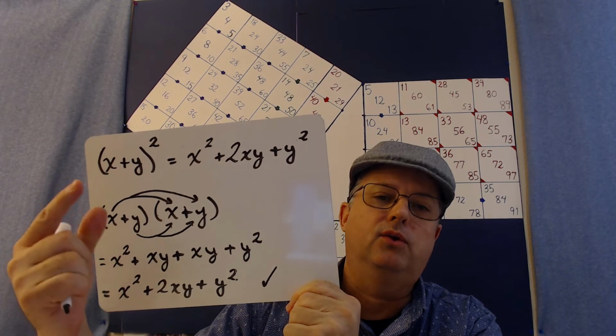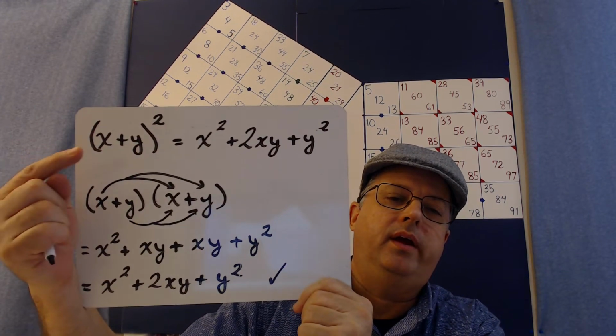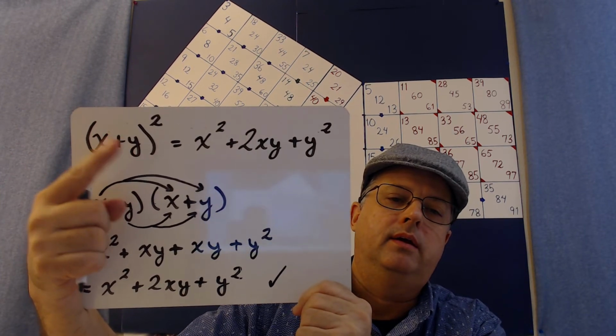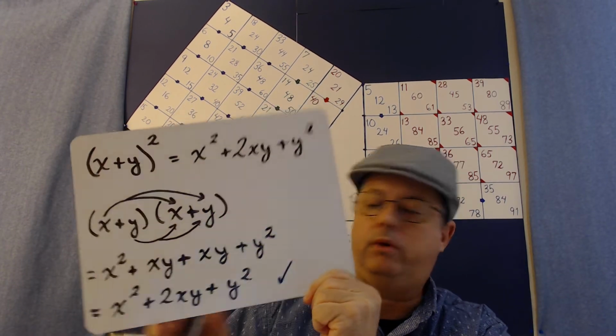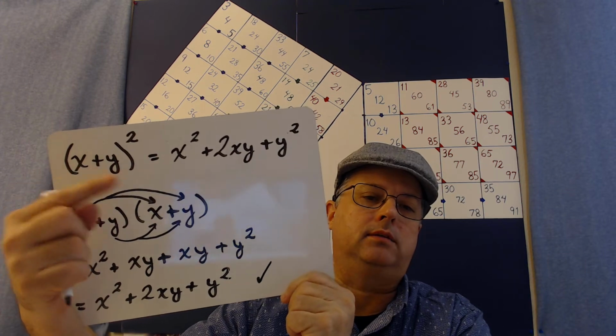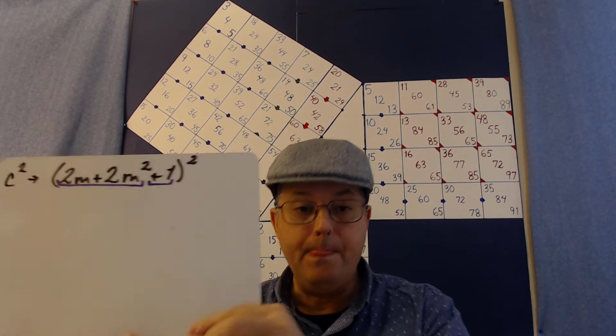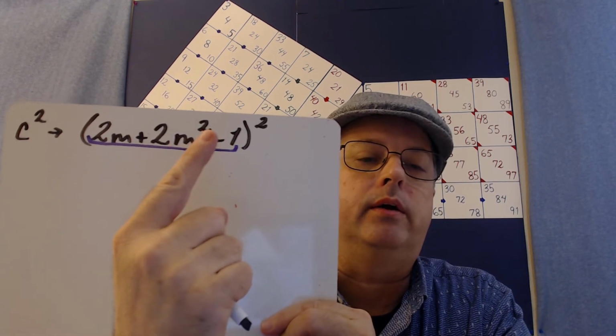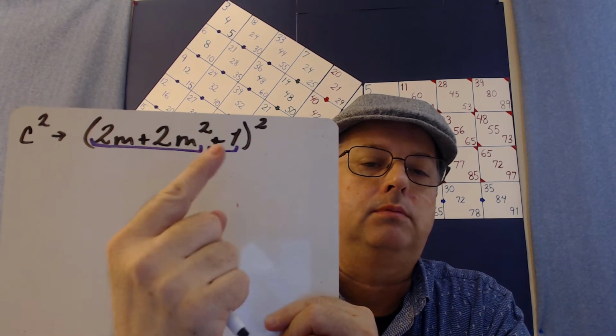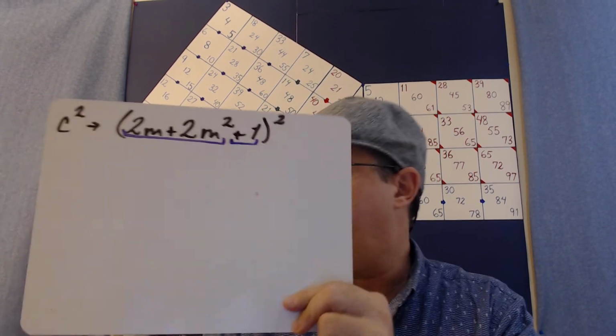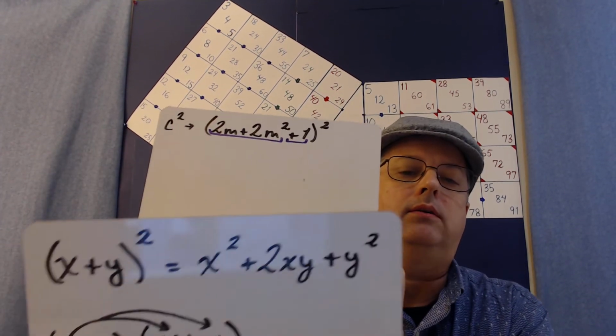Okay, so we're going to use the same idea here that (x + y)² equals x² + 2xy + y². But you'll notice there are two terms here, the x and the y, and we have three terms here. So we're still going to apply it. It's just that we're going to group it in this way: we're going to say that this is x and this is y. So the 2m plus 2m squared is going to be x, so x plus y, and the y is going to be 1 there. And we're still going to apply that to this expansion.